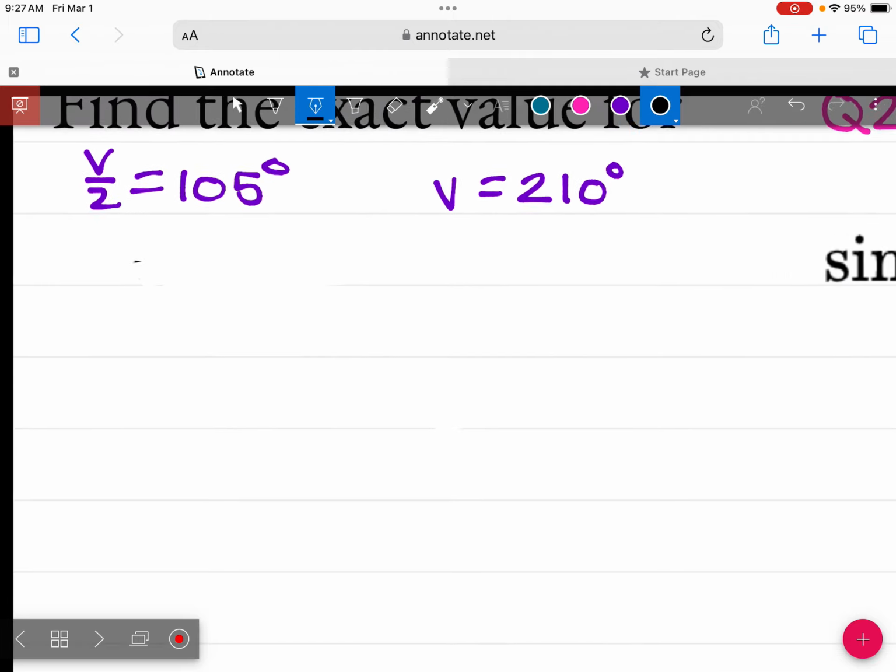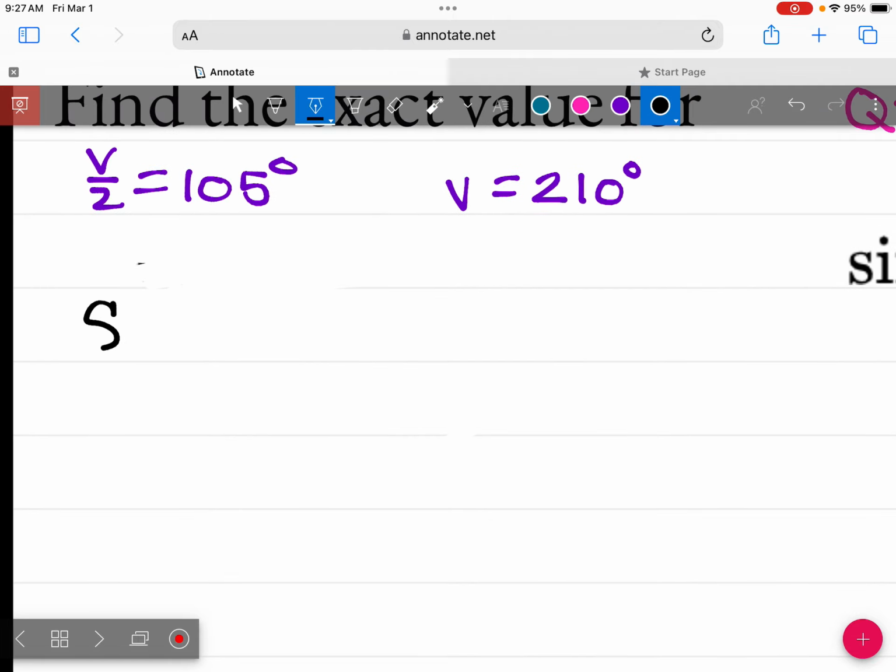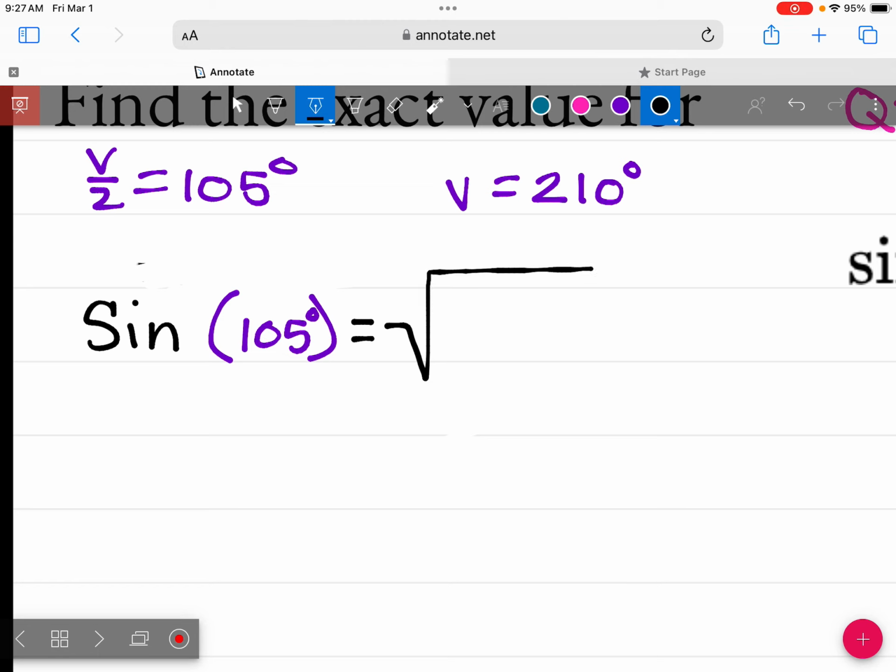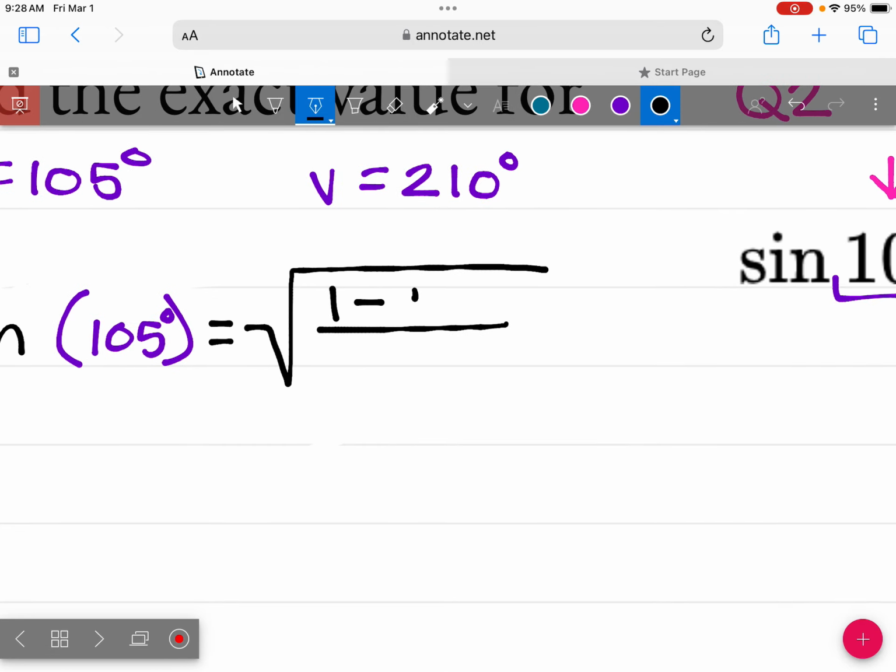So when we're filling in that half angle formula, we're going to wind up with the sine of, using our 105 as our V over 2, it's going to equal just the positive, because we already know it's in quadrant 2, square root of 1 minus the cosine of V, so cosine of 210, over 2.